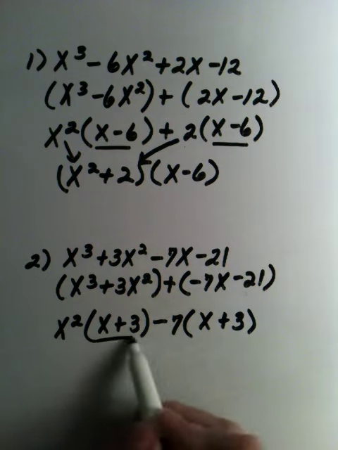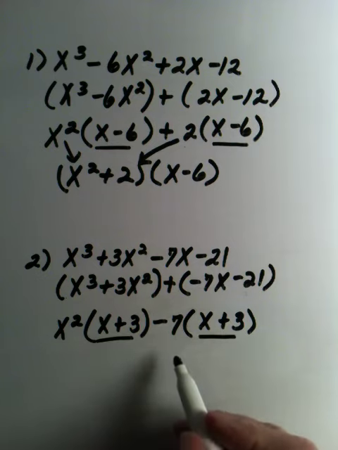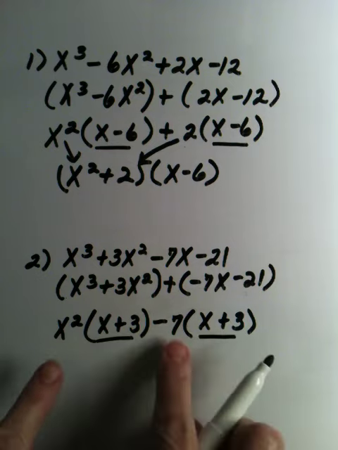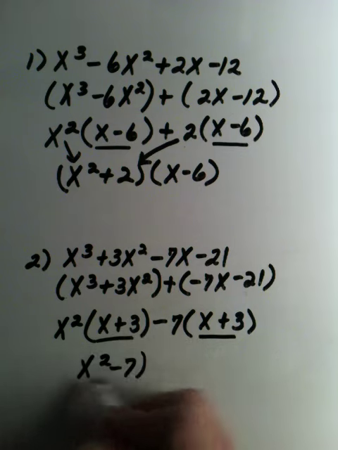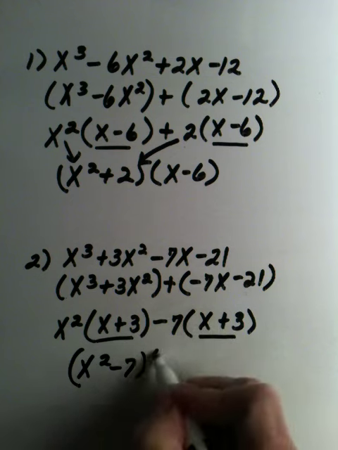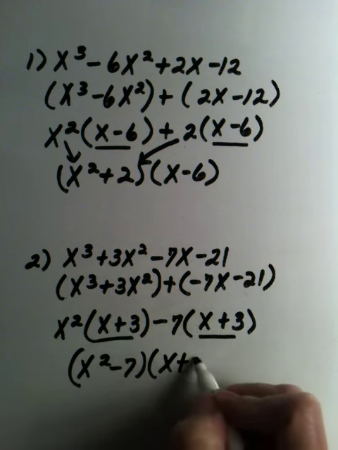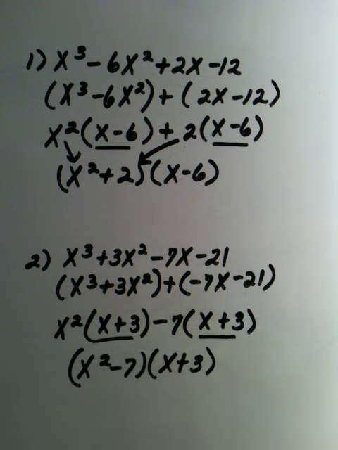Again, these two parentheses are exactly alike. We take the outside terms, x squared minus 7 times x plus 3, because they're both multiplied by x plus 3, and you're finished.